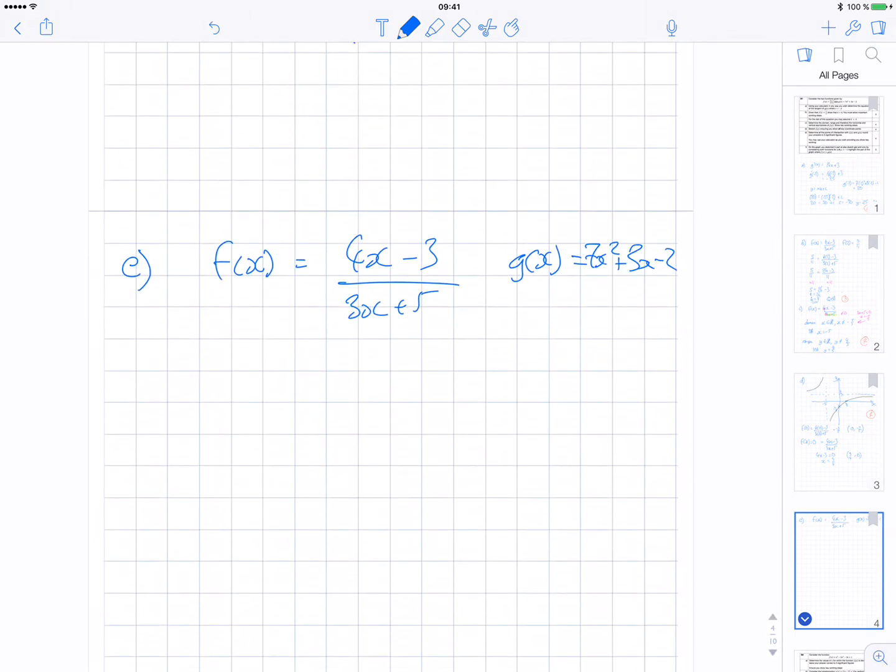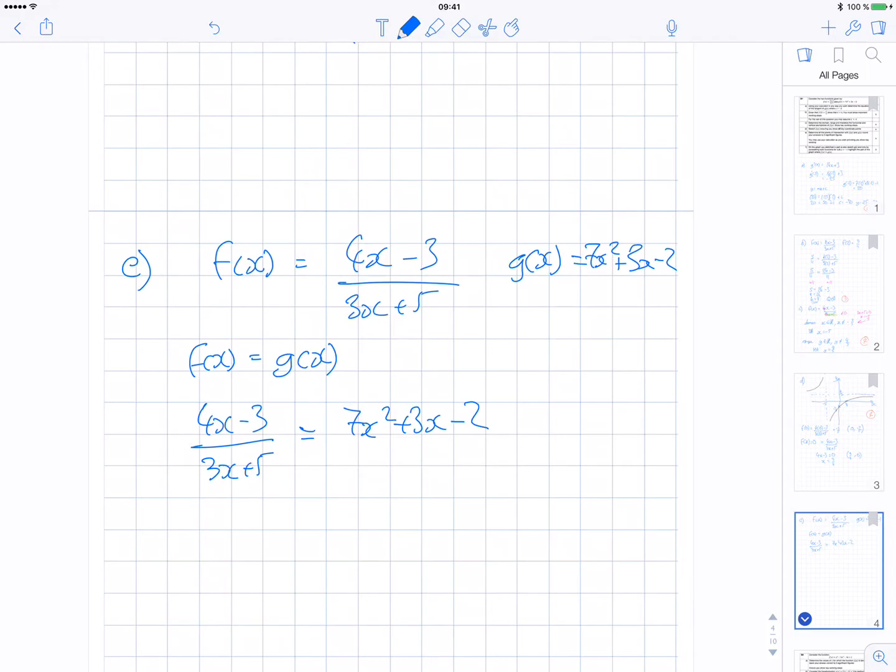I've got to know all the coordinate points of intersection. So what I have to do is solve them simultaneously. I will let them equal each other. So I'm going to start by saying let f of x equal g of x. So I've got 4x minus 3 over 3x plus 5 is equal to 7x squared plus 3x minus 2. And I'm going to solve for that. Now I'm going to use the calculator to solve for that.